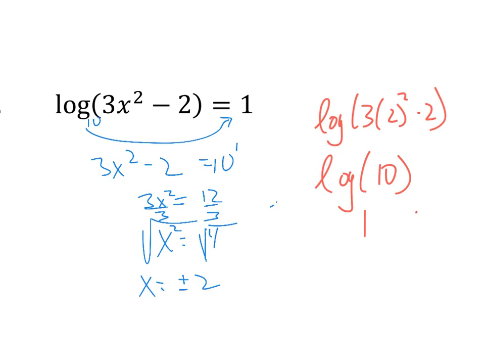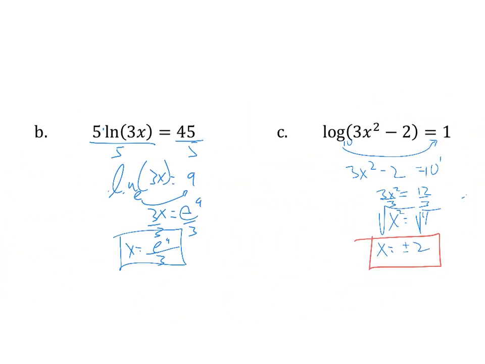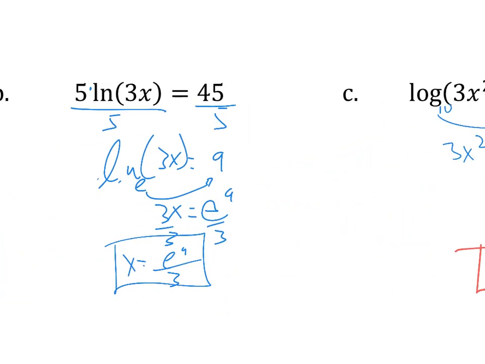Check. Now, if we plug negative 2 in there, it's going to square and still become positive. So it works also. Negative 2 gives us the same, so we do have 2 answers there. We didn't check this one, but we should.